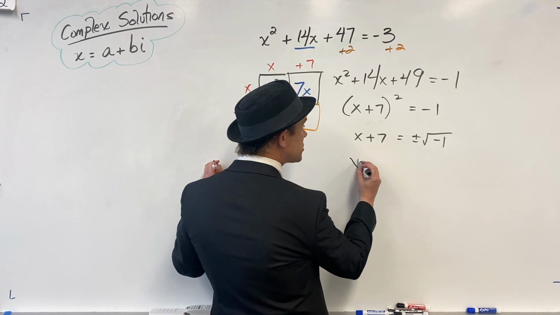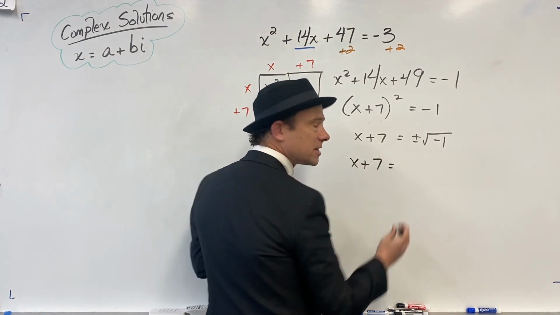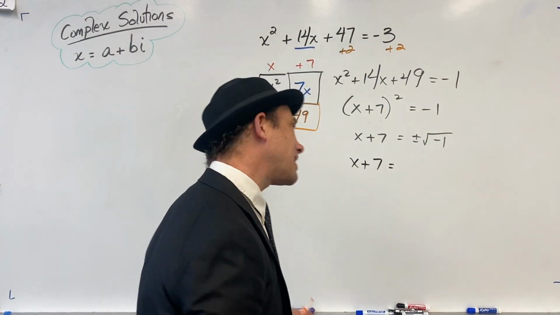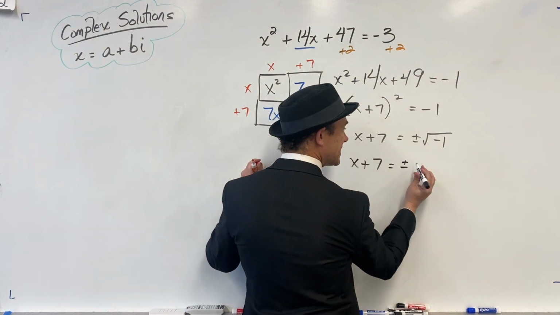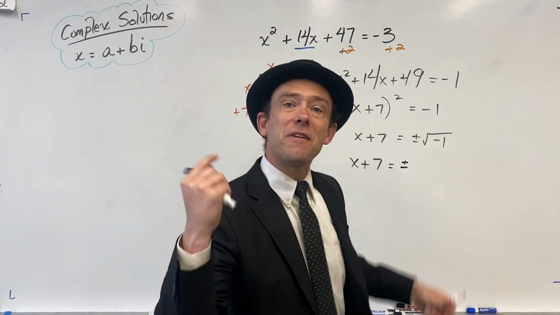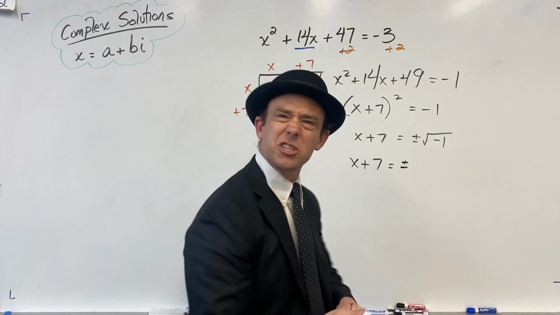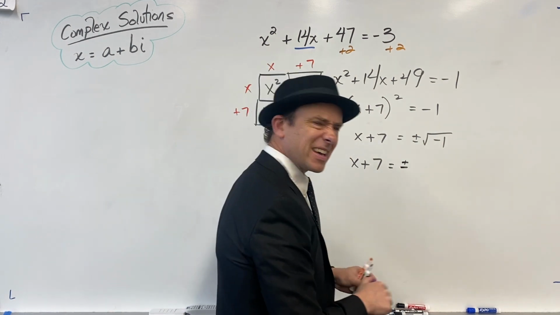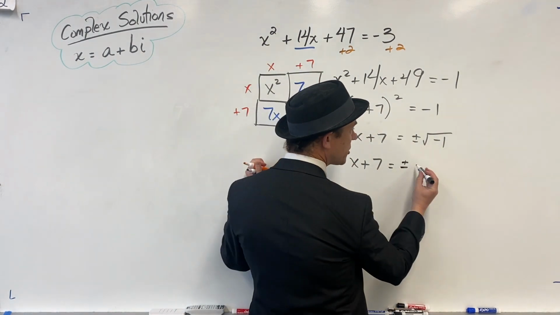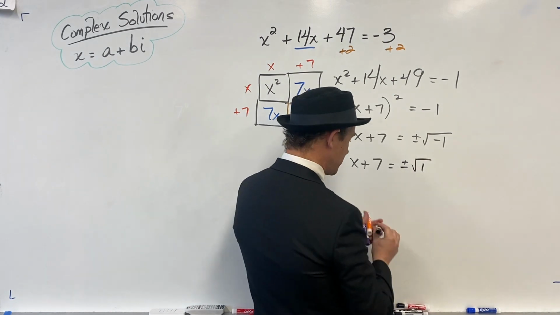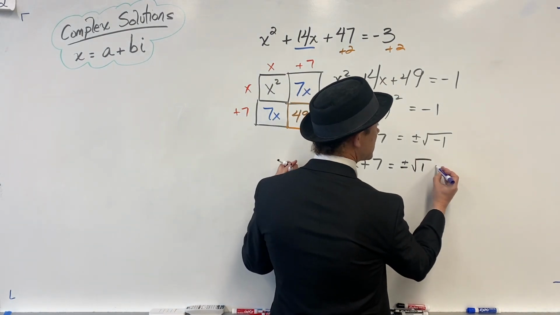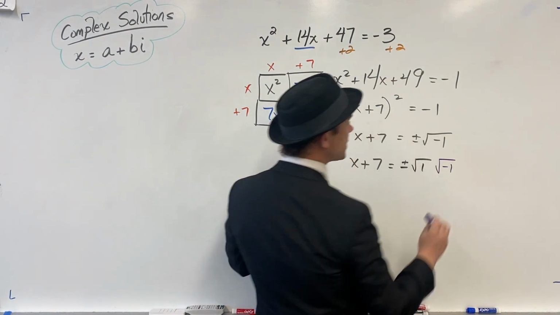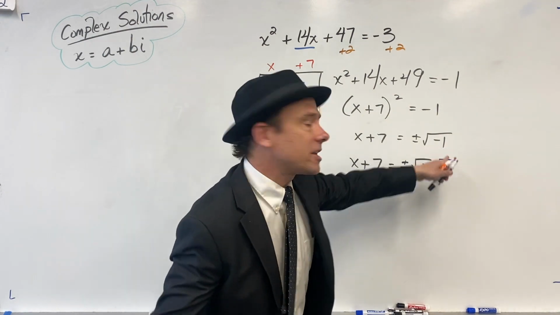So let's look. Here's what you got to do. I'm going to let you in on a little secret. You're going to go plus or minus, and you're going to factor out that negative 1. I'm going to switch to purple to highlight that negative 1. So I'm going to go square root of positive 1 times the square root of negative 1. Because that is negative 1, right?